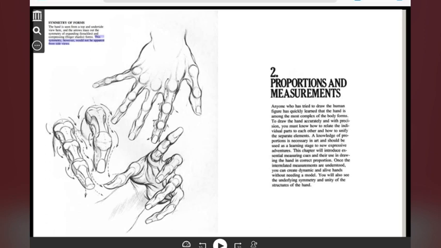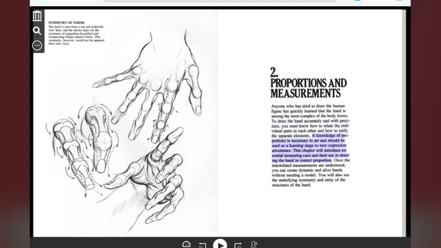This symmetry, however, would not be apparent from side views. Proportions and measurements. Anyone who has tried to draw the human figure has quickly learned that the hand is among the most complex of the body forms. To draw the hand accurately and with precision, you must know how to relate the individual parts to each other and how to unify the separate elements.